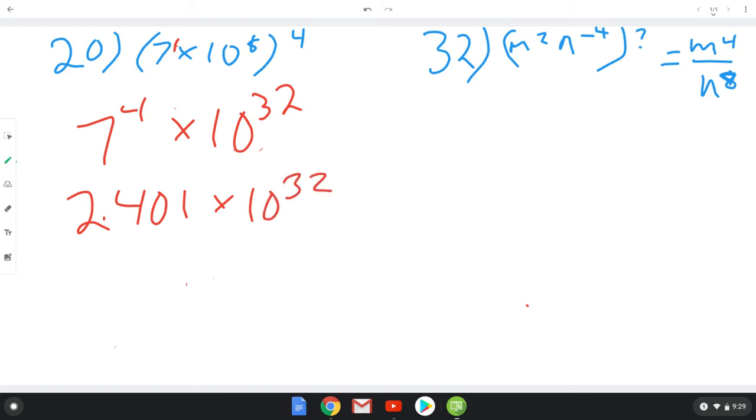Now another convention with scientific notation is that we don't want to have something in the tens, hundreds, or thousands place. We just want to have something in the ones place. So essentially we want it to look like this, times 10 to some power. We don't know what power yet.